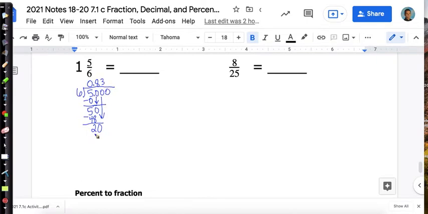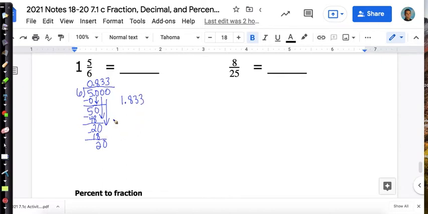3 times 6 is 18. We're going to subtract 20 minus 18 is 2. And we're going to bring down another 0. 6 goes into 20 3 times, and you notice now we have something that's repeating. Okay? And so we're going to write down 1.833.